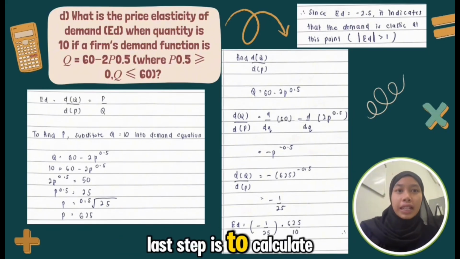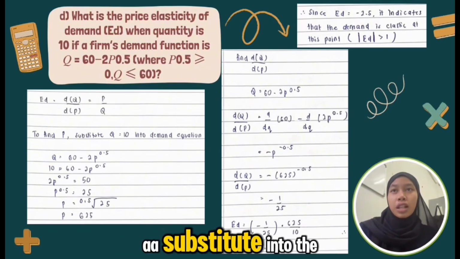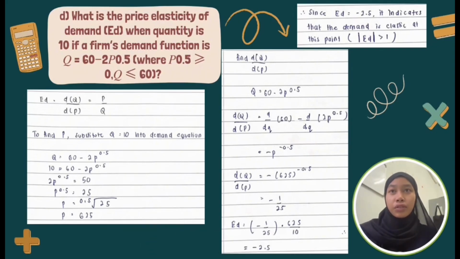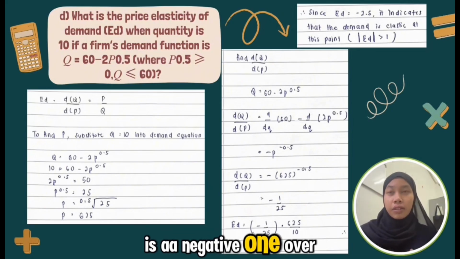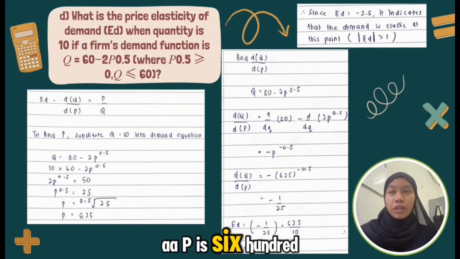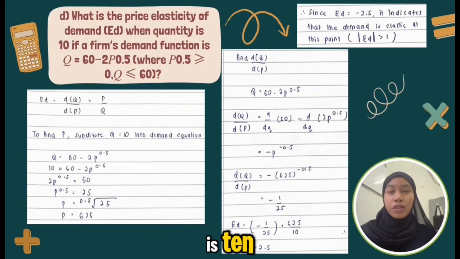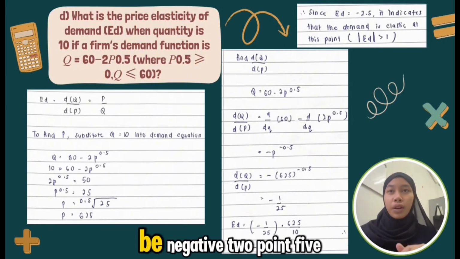Last step is to calculate ED. Substitute into the elasticity formula. ED equal to dQ over dP times P over Q. So dQ over dP is negative 1 over 25, P is 625 and Q is 10. So the final answer will be negative 2.5.